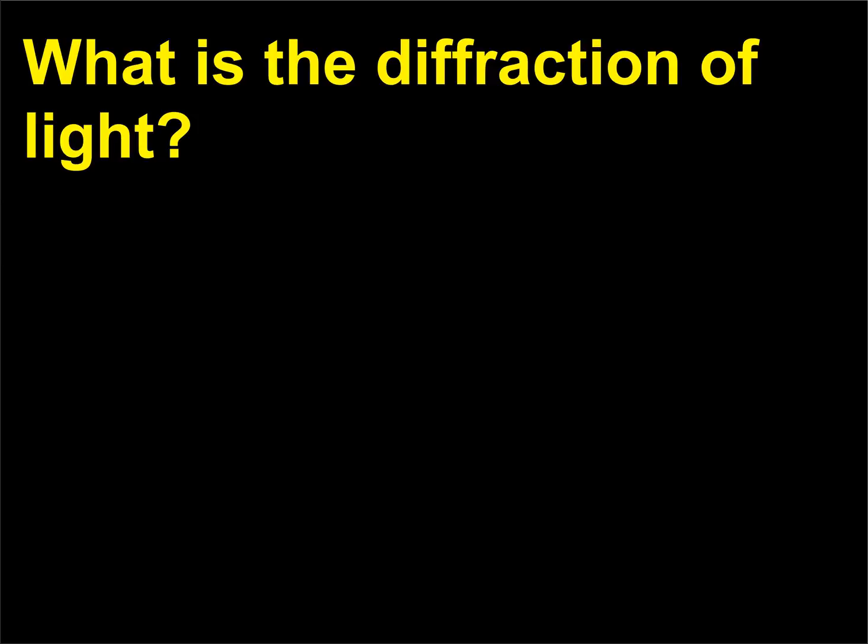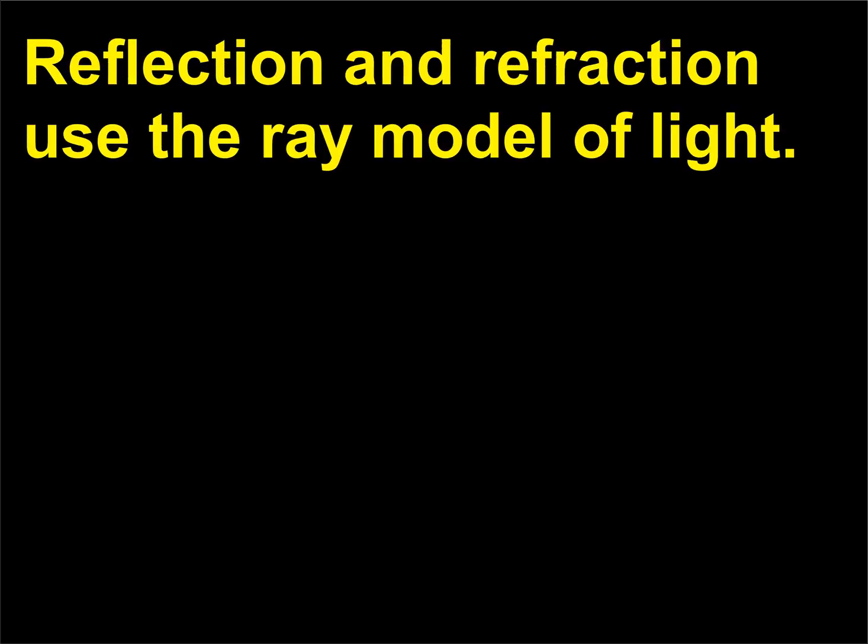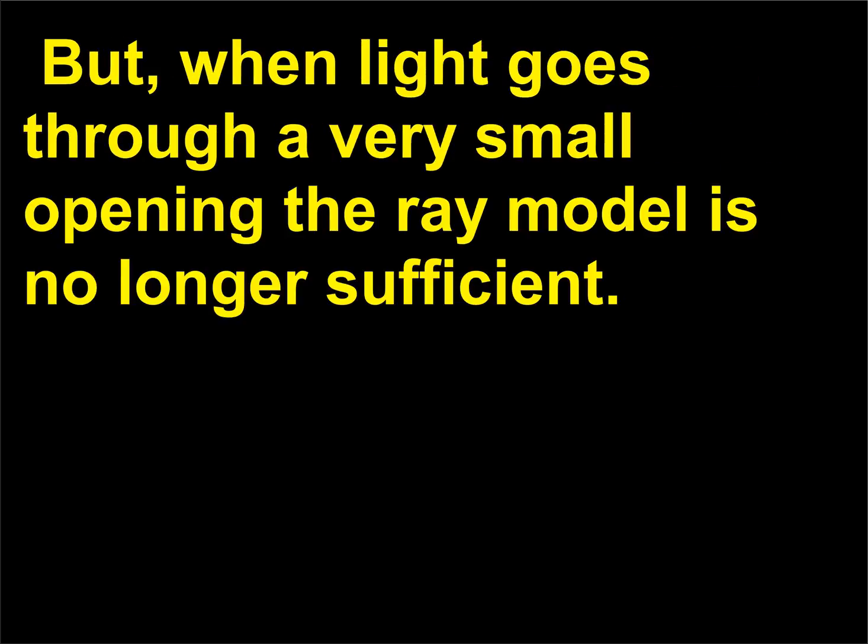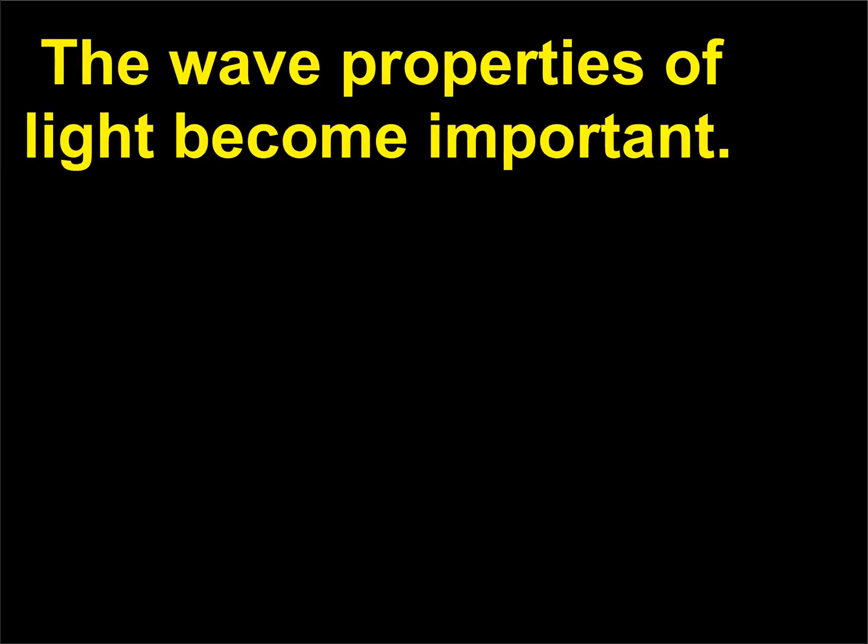What is the diffraction of light? Reflection and refraction use the ray model of light. But, when light goes through a very small opening, the ray model is no longer sufficient. The wave properties of light become important.